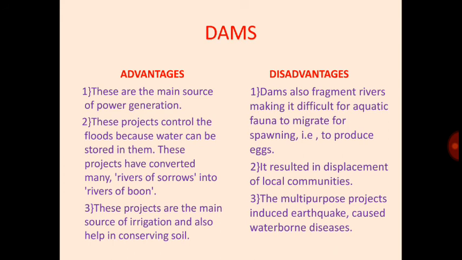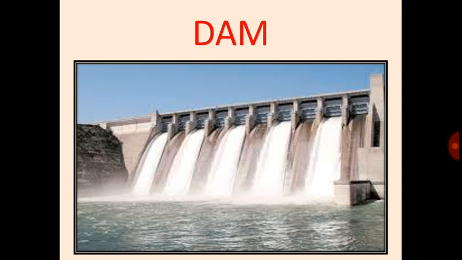Disadvantages of dams are: dams also fragment rivers, making it difficult for aquatic fauna to migrate for spawning, that is, to produce eggs. It resulted in displacement of local communities. The multi-purpose projects induced earthquakes and caused waterborne diseases. This is a dam.